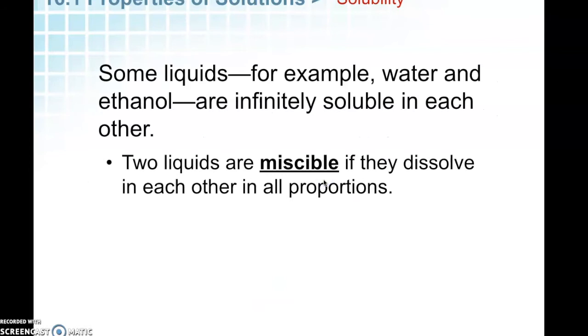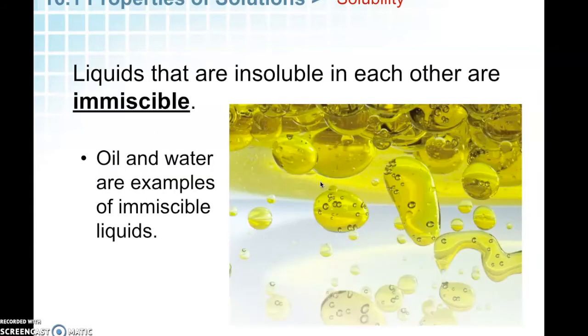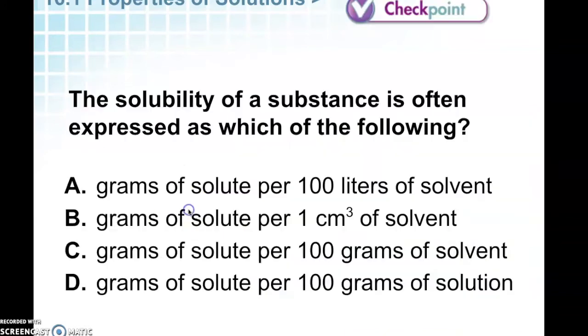Some liquids, water and ethanol, can mix with each other all the time. We call those miscible liquids. If we have two liquids that won't mix, they're called immiscible. Oil and water are examples of immiscible liquids.